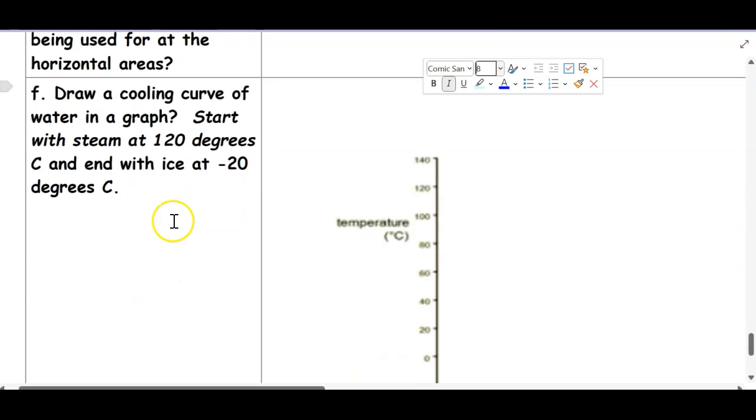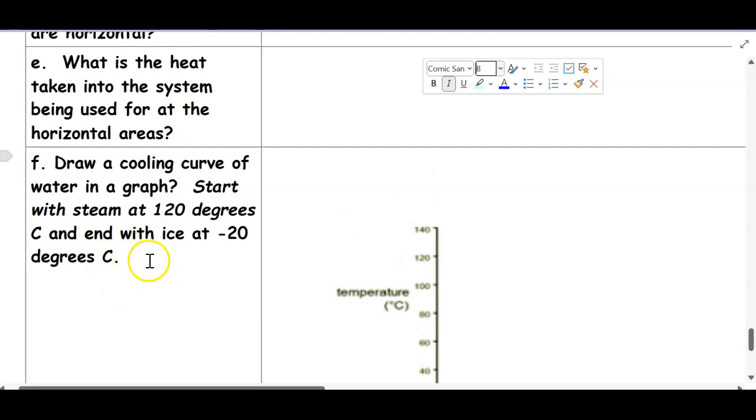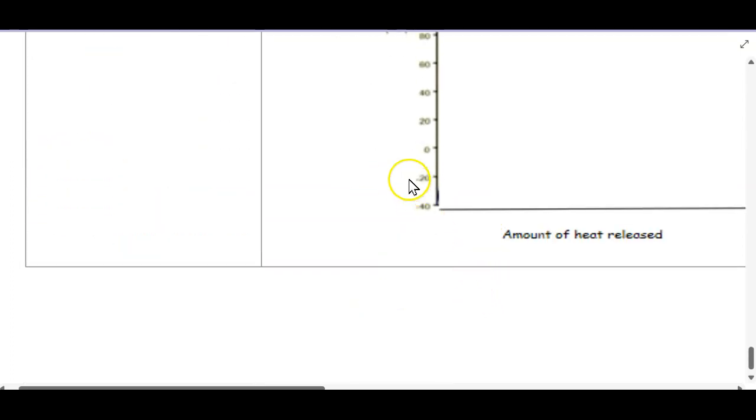All right, now F. Now, I've shown you a heating curve. What I want you to do is draw a cooling curve of water. Oh, that's not a question. That's an expectation. So I want you to start with steam at 120 degrees, so we'll start up here, and end with ice at -20 down here. I changed this axis to say amount of heat released because cooling, remember, is not about adding heat. It's about getting rid of heat.